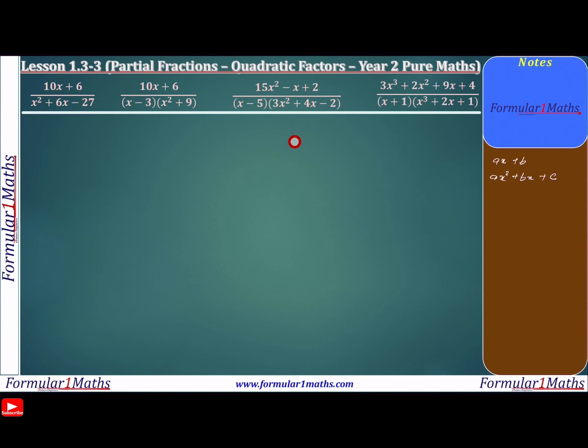Whenever you have a quadratic factor in the denominator, the first thing you do is to check if you can factorize it. And you can easily do that by finding the discriminant of the quadratic factor. In this case, the discriminant, which is b squared minus 4ac, will be 36 minus 4 times 1 times minus 27. And that gives 144. This is 12 squared. This means that 144 is a positive perfect square. And because it's a positive perfect square, this quadratic expression can be factorized.